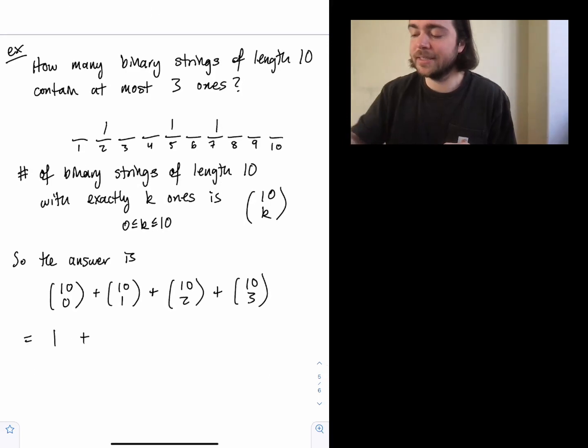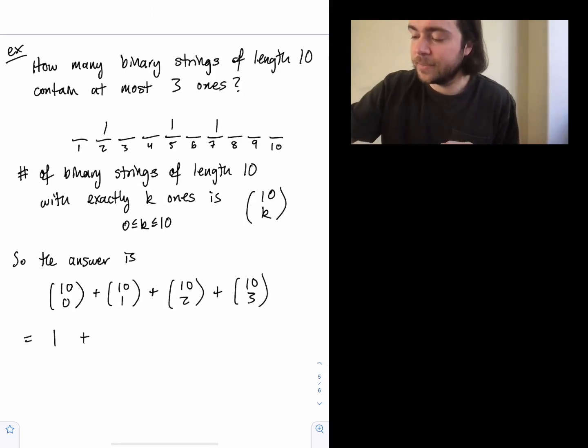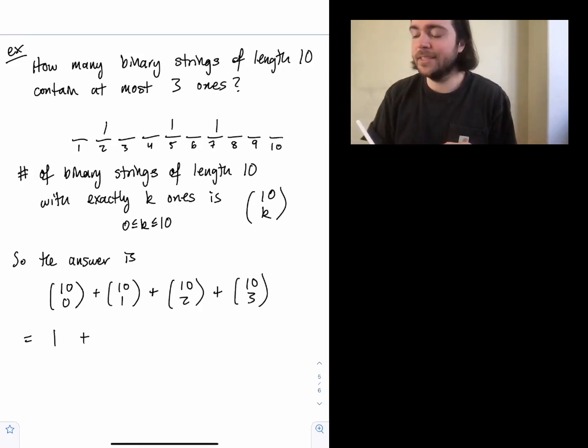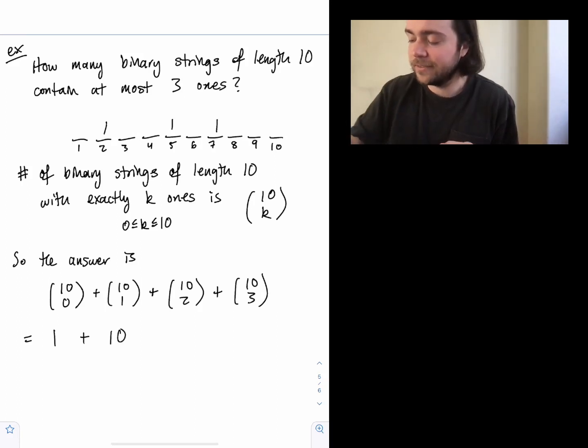How many ways are there to pick a subset of size 1? Well, we can just pick each of these subsets of size 1 once. How many are there? Well, there's 10 of them, right? I can just pick 1, I could pick 2, I could pick 3, and so on. So there's 10. Of course, you can plug into the formula and get that as well.